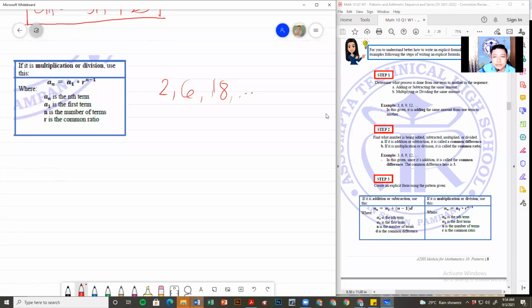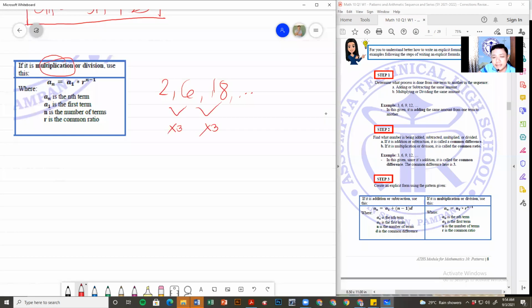What's the pattern used? And what is the common number we multiply by? By 3. Multiplying by 3. Very good. Times 3. Okay, so our process is multiplication.